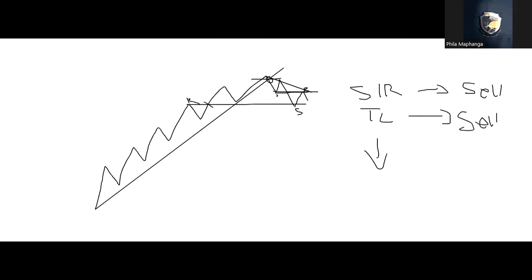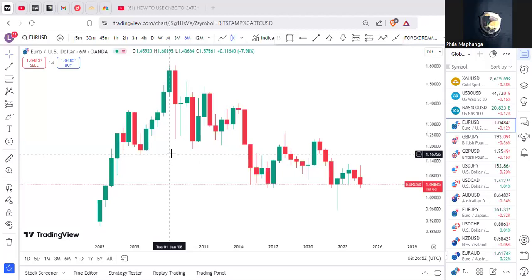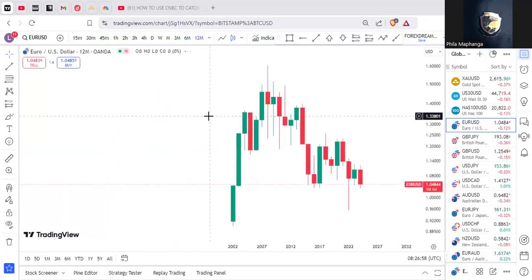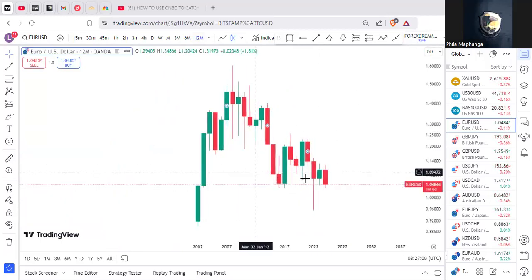Now, I want us to go straight to the chart so that you guys can see what is actually happening. Let me clear everything, and then we go straight to the chart, so that you can see what I'm talking about. Let's see. I hope you guys can see my screen. Now, I'm on a 6 months time frame, but I don't need 6 months. I'll go to 12 months. This is 12 months time frame.